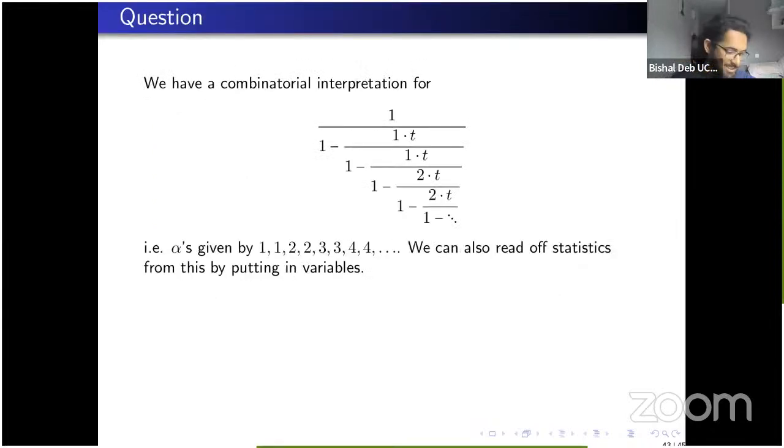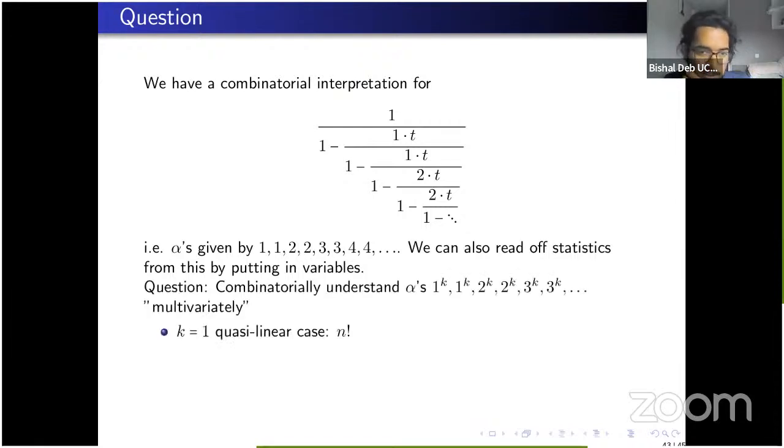And finally, so I'm in good time. Finally, I'll end with a question. So we have a combinatorial interpretation. This is the S fraction for permutations, 1, 1, 2, 2, 3, 3, and so on. And we can also put in statistics, and get a lot of information out of this.